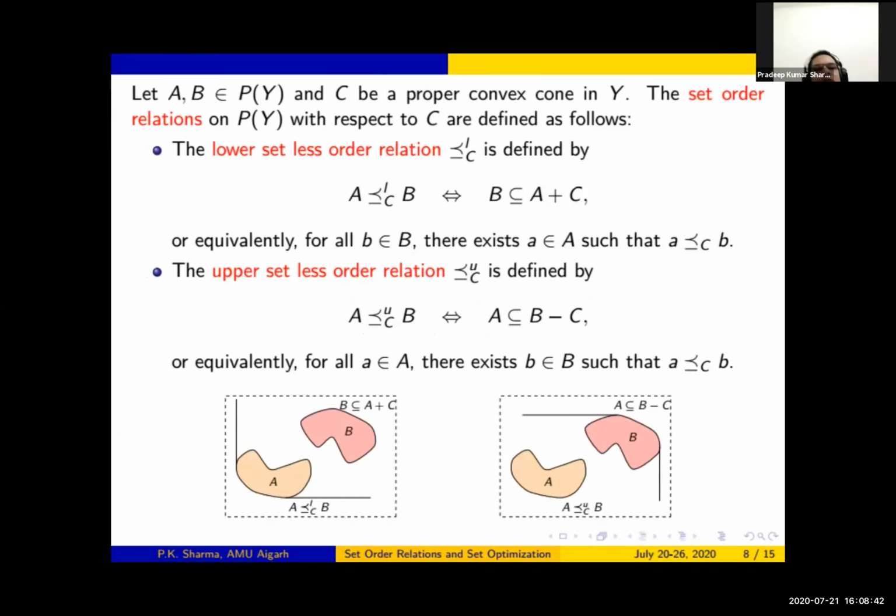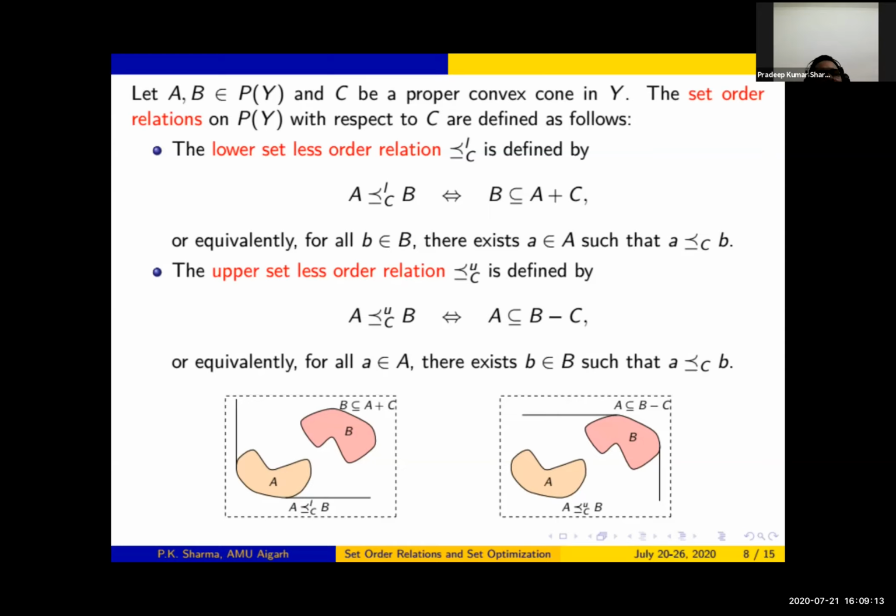Now, to define the meaning of the minimum, as said in the formulation of the set valued optimization problem, we need some kind of set order relation or some technique to compare two sets. So in 1997, Kuroiwa gave many kinds of set order relations, but we mention here two types of set order relation because of the time.